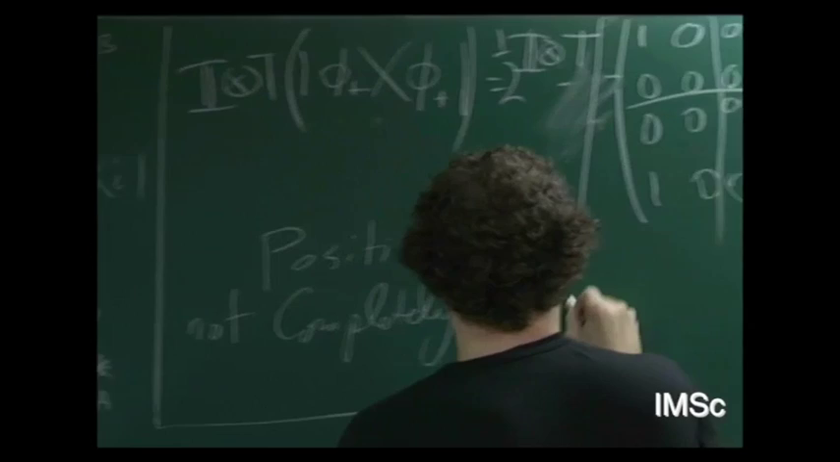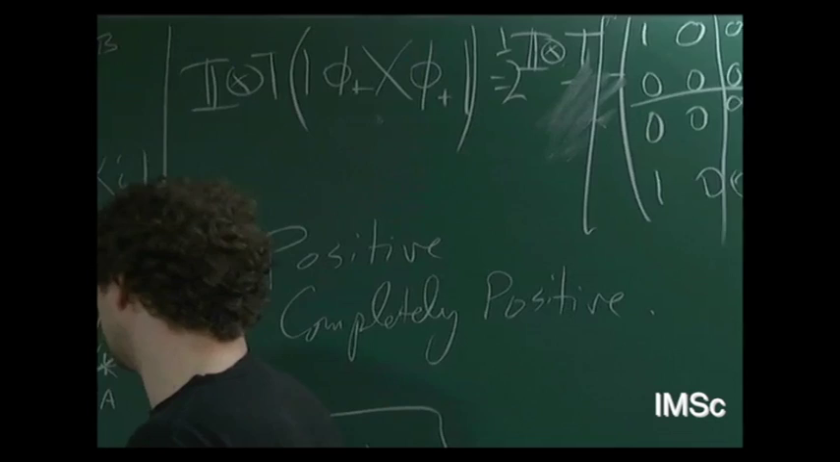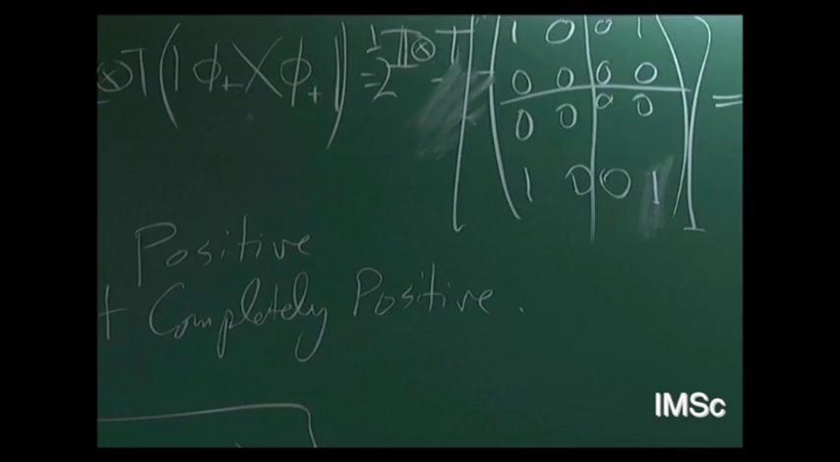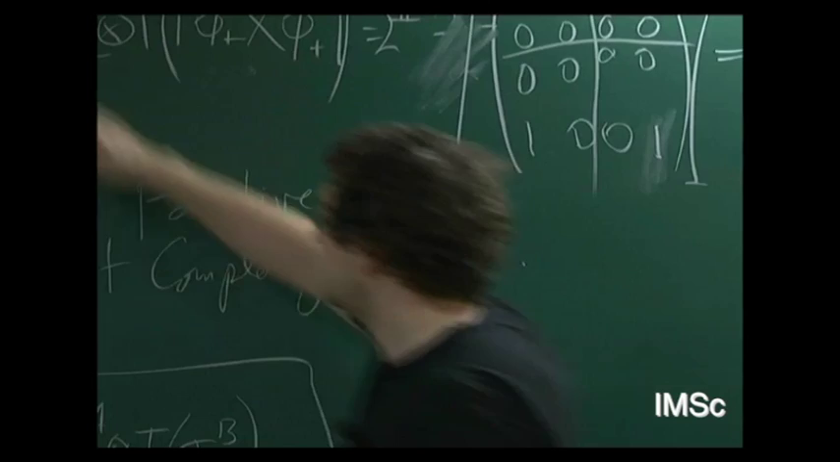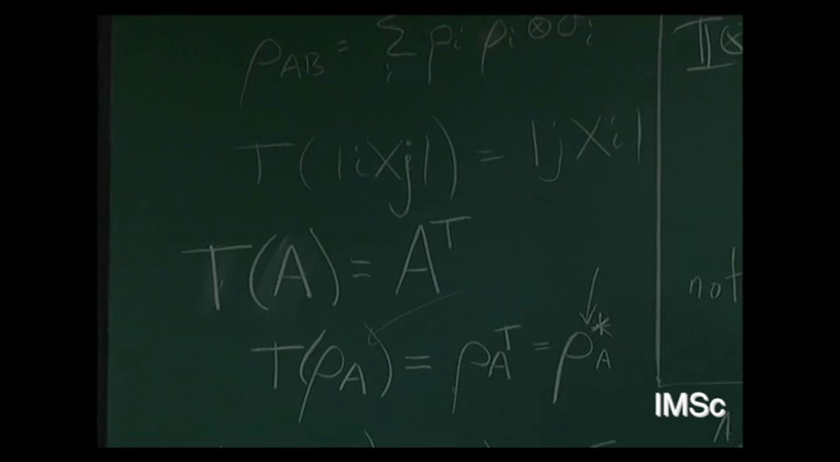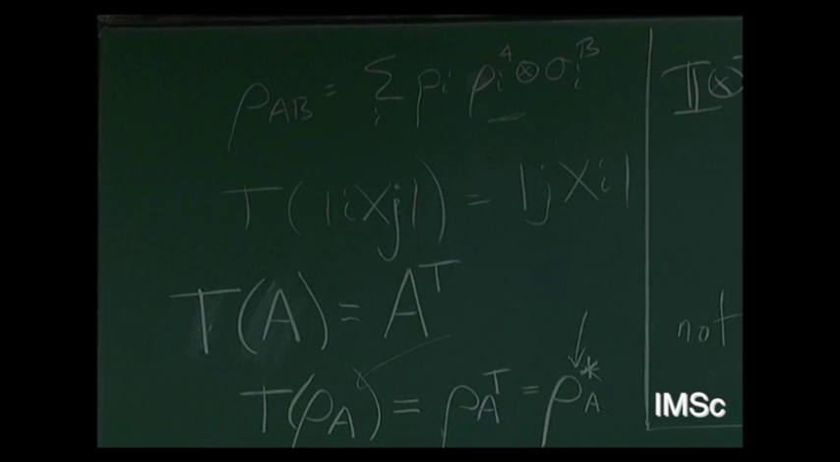Meaning there are states such that when you apply identity tensor transpose to those states, you no longer get a positive state out. And it turns out, as we saw here, that the state that shows you that the map is not completely positive has to be an entangled state. The reason is that if we start with a separable state, we end up with a separable but physical state.